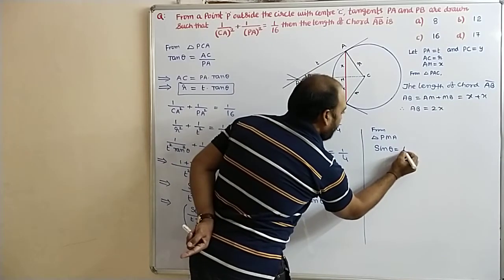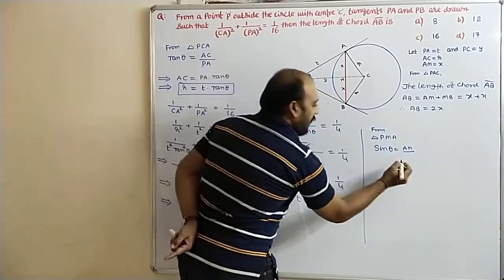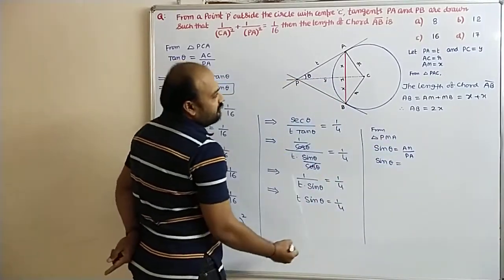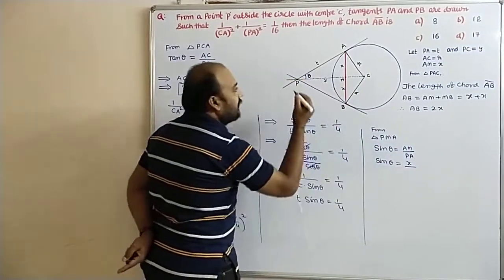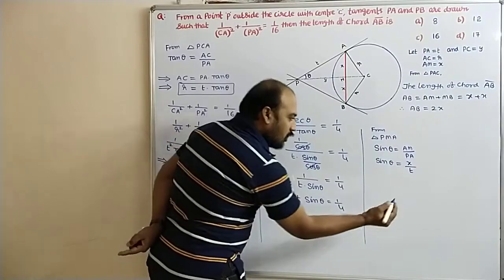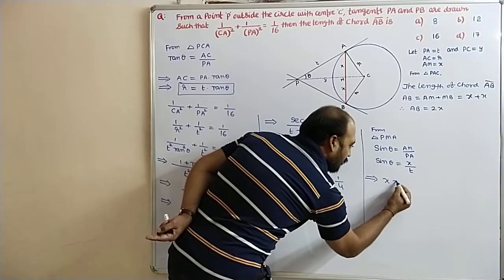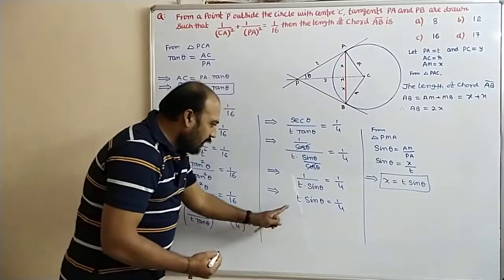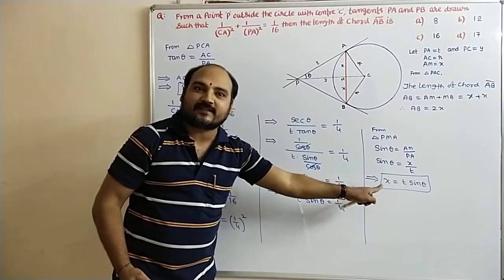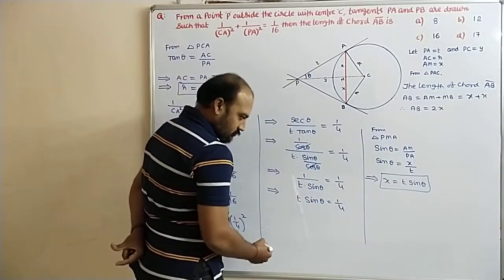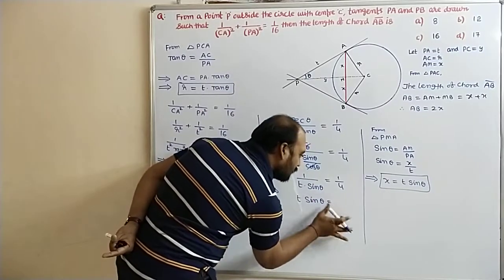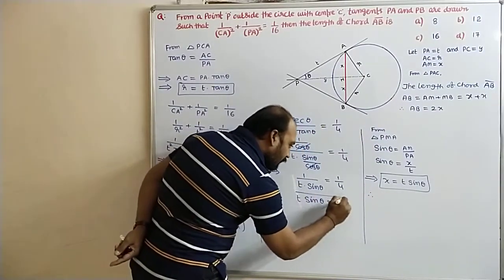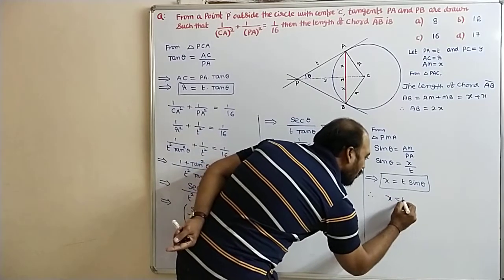So from this figure, AM divided by PA, sin theta equal to AM value is what? X, divided by PA value is what? T. So cross multiply, X is equal to T sin theta. Now in place of T sin theta you have to replace with X. Therefore, sorry, here not 1 by 4, it is 4, sorry. So T sin theta value is 4, no? X is equal to 4.